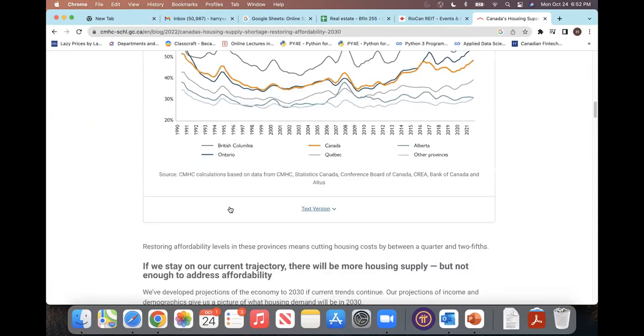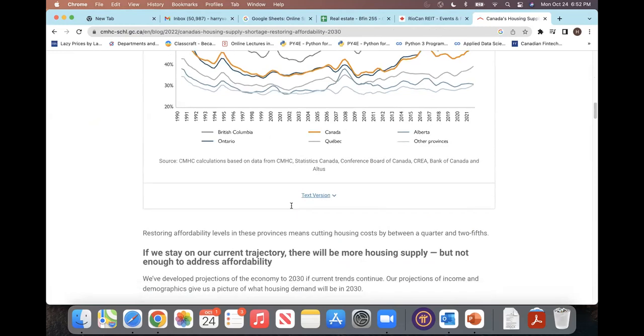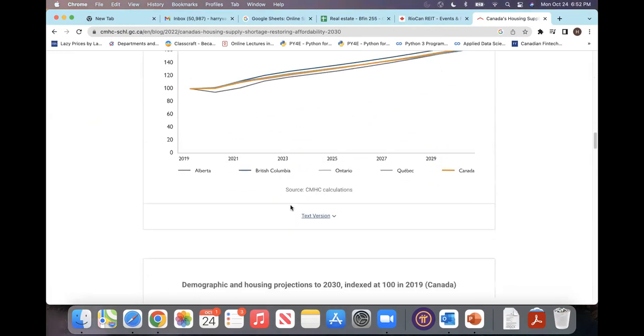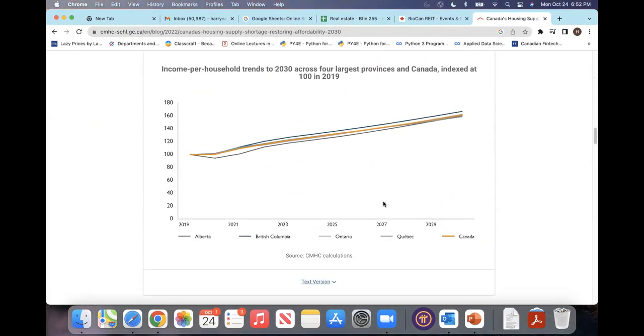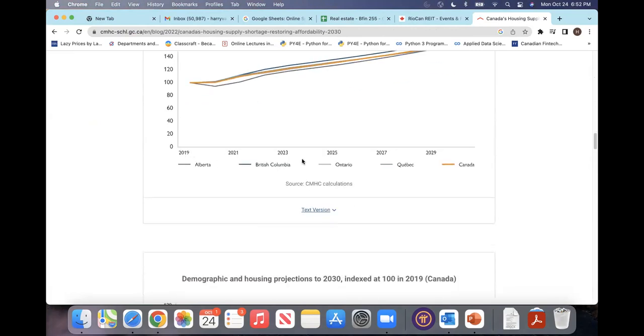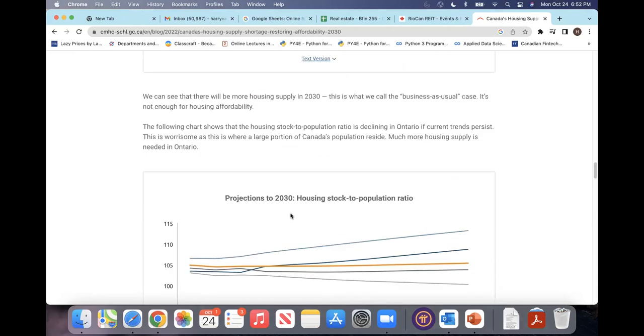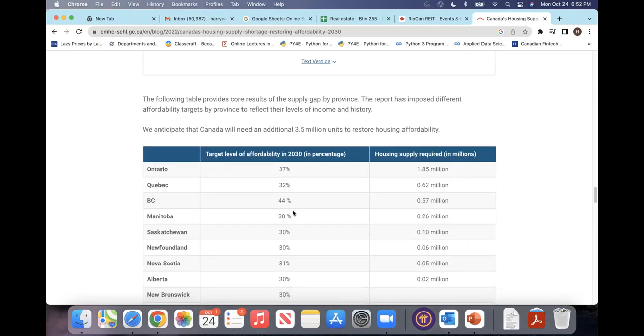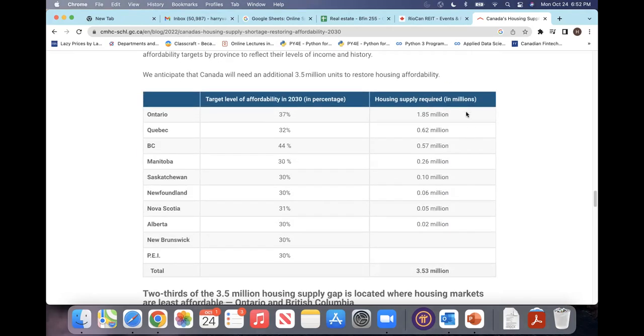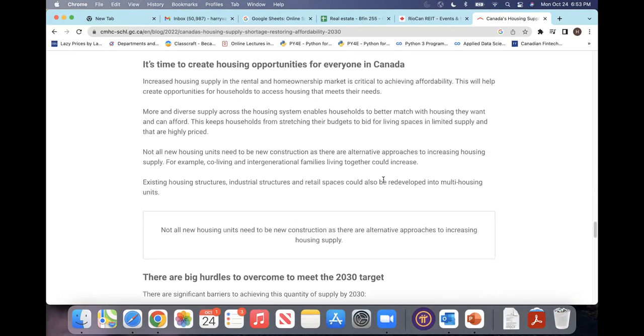Okay, so there is always a supply crunch in Canada. It is different city-wise. In Alberta, the situation is way better than somewhere like Vancouver or Toronto. This is in millions, how many additional houses need to be constructed. Major crunch in Ontario.